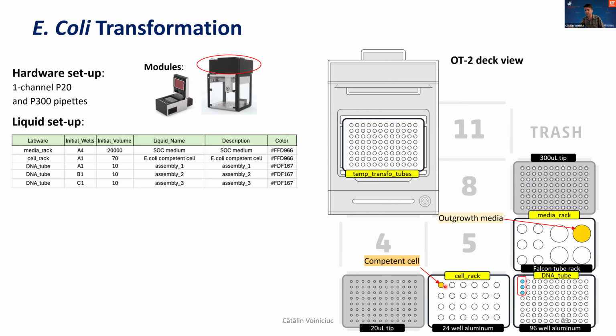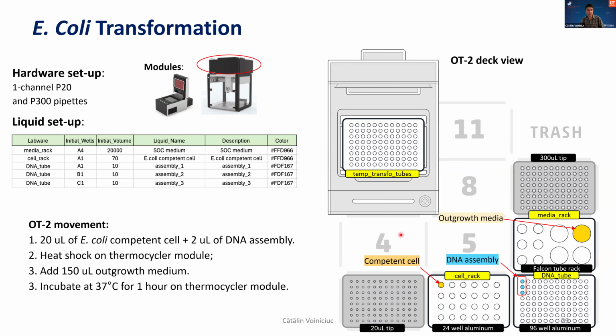We can load a single tube of competent cells, some assembled DNA, and some media for outgrowth, and automate this procedure where we take 20 microliters of competent cells, mix them on our thermocycler module with 2 microliters of the DNA, heat shock the cells, add the recovery medium, incubate at 37 Celsius for an hour, even without shaking, and then finally plate the transformed cells.